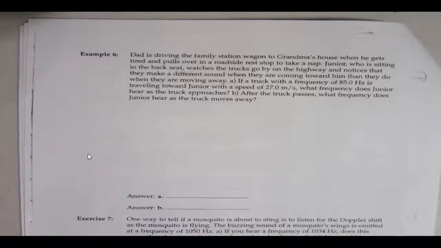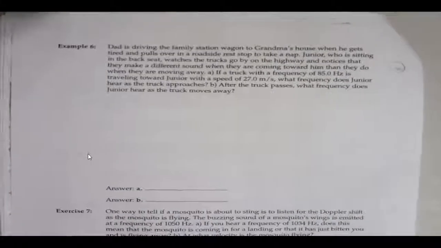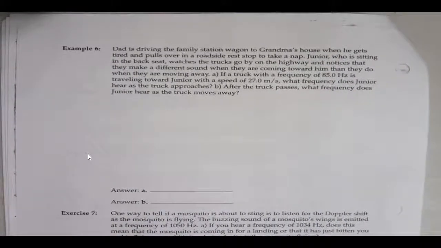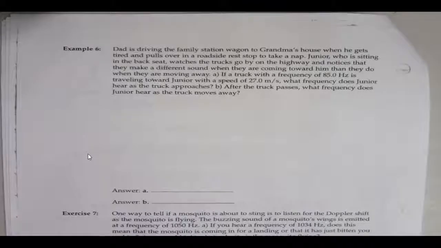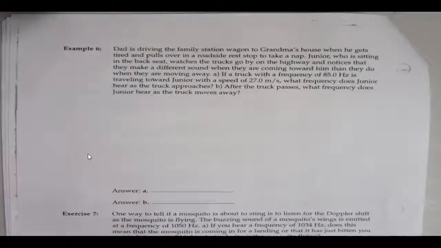It's A and B. So, Dad is driving the family station wagon to Grandma's house when he gets tired and pulls over in a roadside rest stop to take a nap. Junior, who is sitting in the back seat, watches the trucks go by on the highway and notices that they make different sounds when they are coming towards him than when they are moving away. So we got an A and B'er. Now it gets crazy, right?